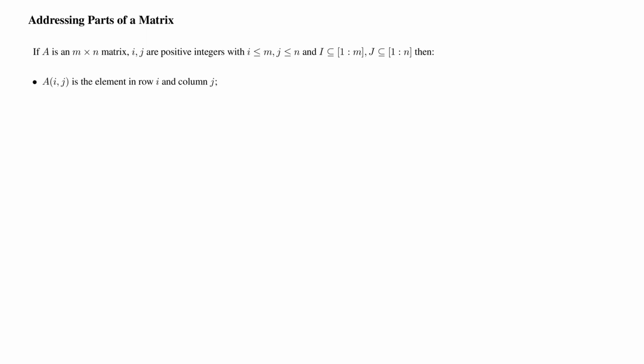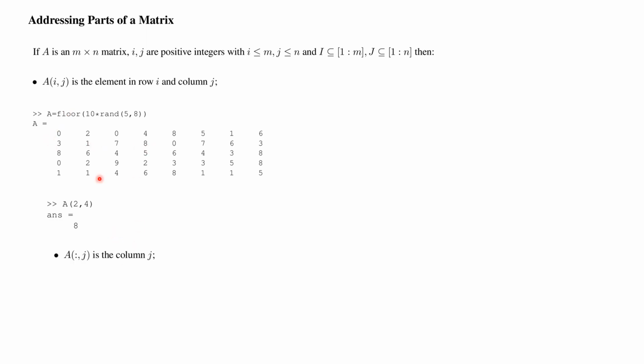If we've got a matrix A, for example, and we want to extract the element in row I, column J, then you do that with the syntax A round brackets ij. So if that is our matrix A here, A(2,4) is that element in row 2, column 4, and it'll extract the element 8.